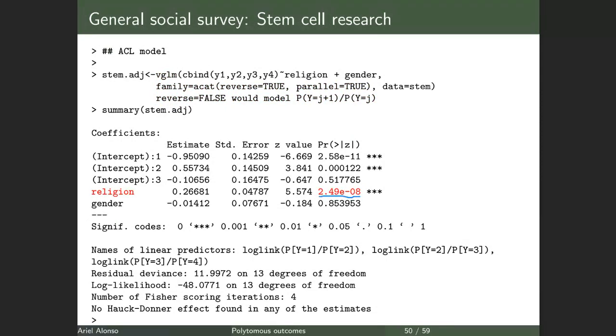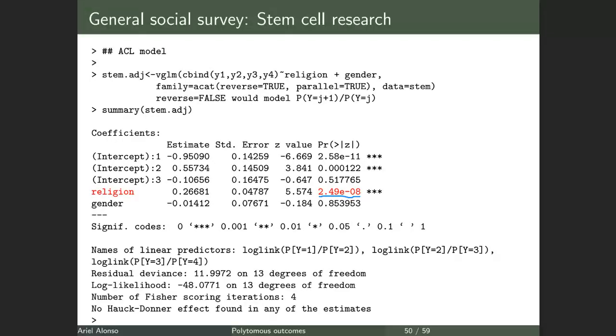And that means, if we see how we coded religion, 1 is fundamentalist, 2 is moderate, and 3 is liberal. So that means that more liberal people tend to be more supportive of stem cell research. That's basically what it means. And you see that the effect of gender, which is a little bit surprising, is negative, but was not significant. But that tends to indicate that women tend to support stem cell research less than men.